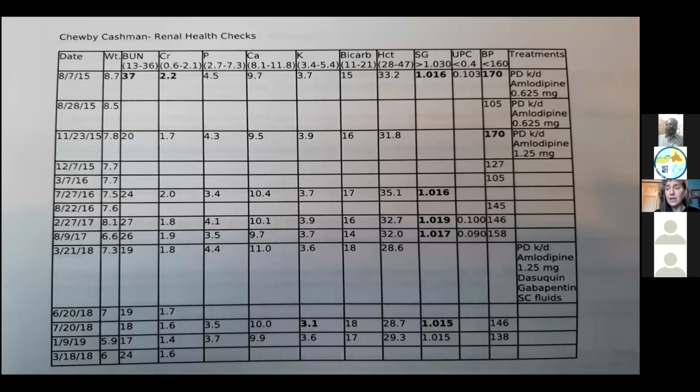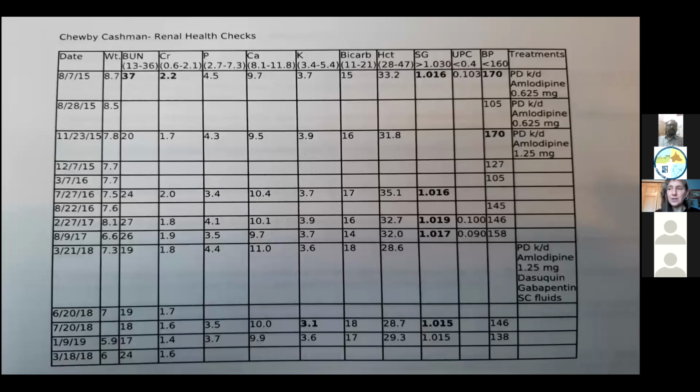In July of 2018, his potassium was low. So we actually did start him on some potassium citrate granules, which unfortunately did not get noted in his chart here. But he responded nicely to that. And the following value that was taken in January of 2019, his potassium is back in the normal range.